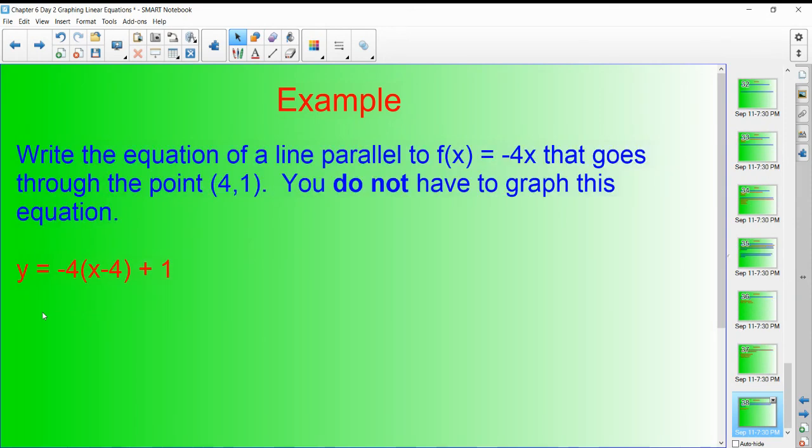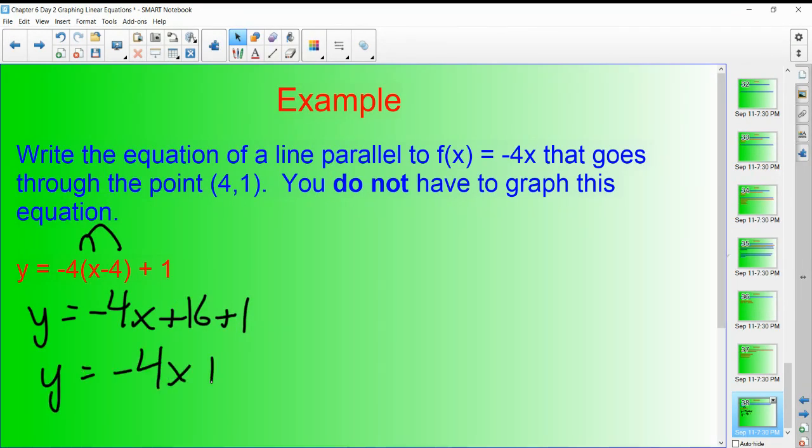And then the last one says parallel to negative 4x that goes through the point (4, 1). Same thing as the last one. Parallel means same slope. Put 4, 1 in the equation, and I have a nice equation. If I want to, I can distribute the negative 4 and get negative 4x plus 16 plus 1. I can combine like terms and get negative 4x plus 17 if the problem asks me to put it in slope-intercept form. And that's how we graph lines, and that's how we write equations given information.